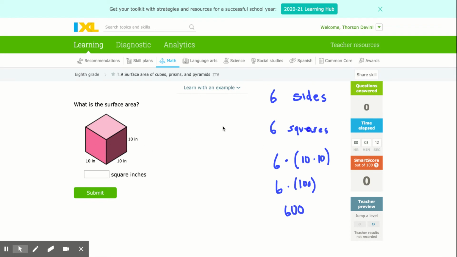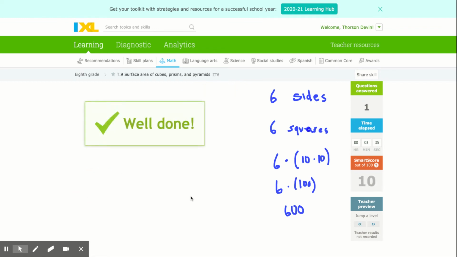Then I label it: there are 6 squares of equal size. If there were other shapes, I would do each individually. Each square is a 10 by 10 square. So I find the area of one of the sides, 10 by 10, times 6, and get 600. Cubes are fairly simple, so hopefully cubes won't be that difficult.